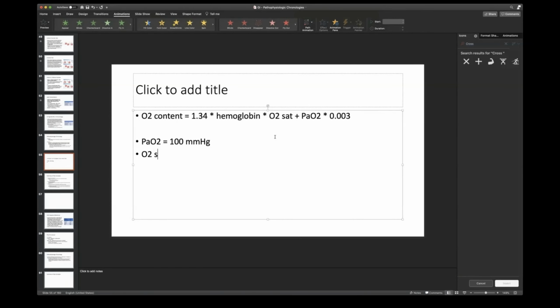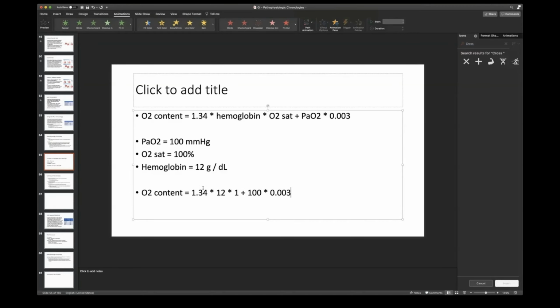And the normal O2 sat, we'll just say is 100%. So normally true. So hemoglobin, the low end of normal for a girl, we'll just say 12. So if you do the math, if someone can do this for me: 1.34 times 12 times the SAT, which is 100%, so 1, plus the PaO2, which is 100, times 0.003.